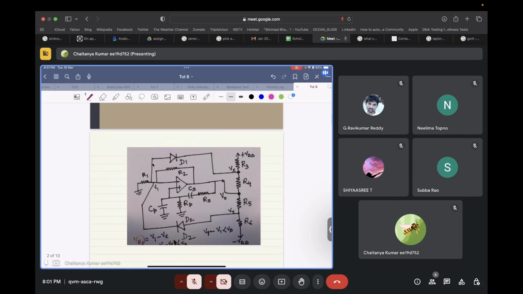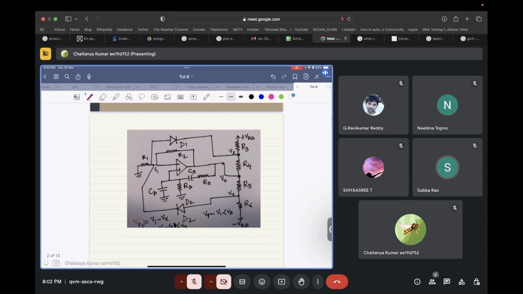So first thing, Subarao is here, right? You had a doubt in this quadrature phase oscillator, right? Suba, can you hear me? Yes, sir.